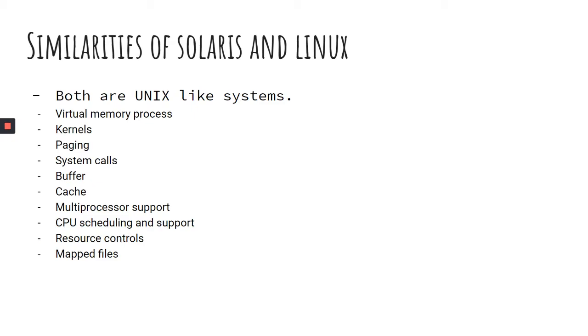So the similarities of Solaris and Linux. Both are Unix-like systems, so that means both their structure is what I said a while ago, that Solaris was based off Unix, and Linux is also based off Unix. To be precise and to be more clear, the things that make them similar are the virtual memory process, the kernels, paging, system calls, buffer, cache, multiprocessor support, CPU scheduling and support, resource controls, and map files.